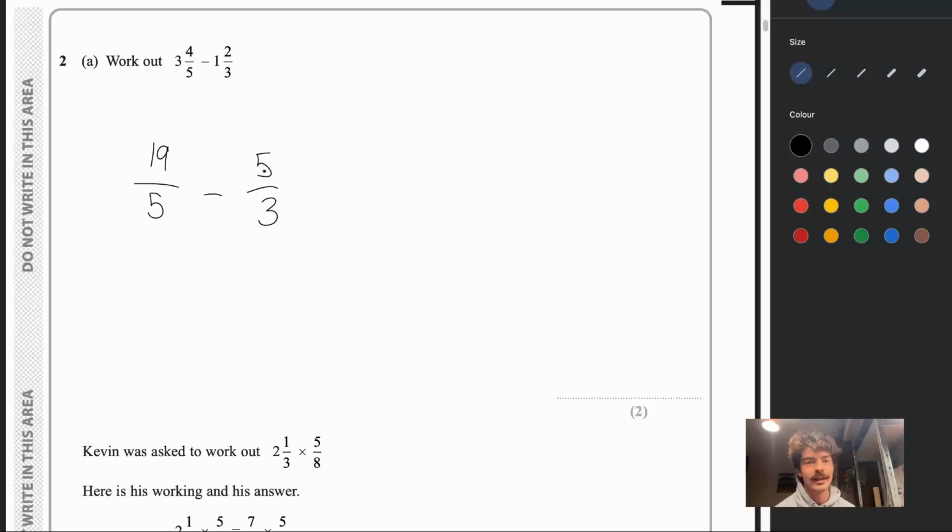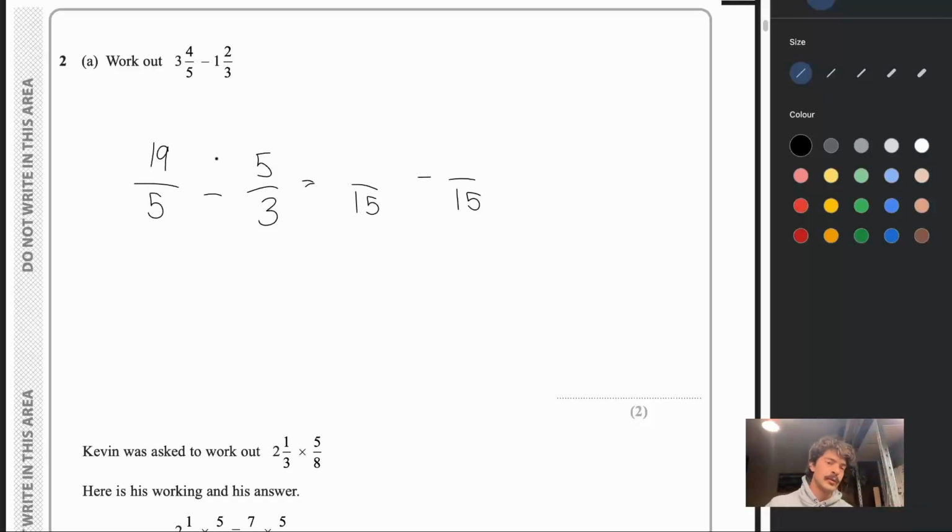Pictorially, think of this like different sliced pizza slices. You can't take them away from each other if they're different slices, so it's important that we ensure that these are the same. We do this by finding a common multiple, and in the case of 5 and 3, the first common multiple is 15. So we'll make both the denominators 15. And then all we need to do is think about, how many times do I need to multiply our denominator to get to that number?